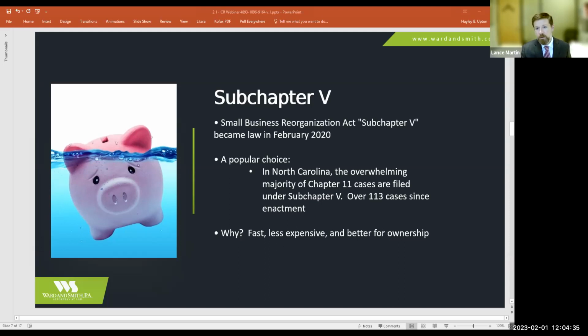So we are approaching the 3-year anniversary of Subchapter V. Our experience in North Carolina is that it is very popular. The overwhelming majority of Chapter 11 cases that have been filed in the last 3 years in the 3 districts in North Carolina have been filed under Subchapter V. I think we're close to 115 cases filed in the last 3 years. Those are historically low numbers for Chapter 11, but of those, the vast majority, I think 75% or more, are being filed under Subchapter V.